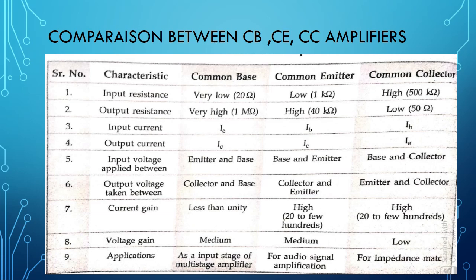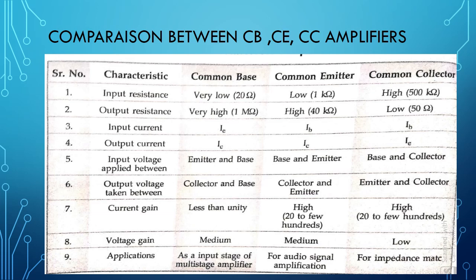And coming to the voltage gains, the voltage gain also gives the ratio of output voltage by input voltage. In the common base and common emitter cases, the voltage gain is medium, and compared with the common base, in the common emitter the voltage gain is high, whereas in the common collector it is low, meaning that the value is nearly equal to unity.